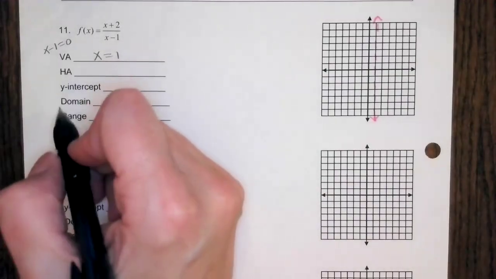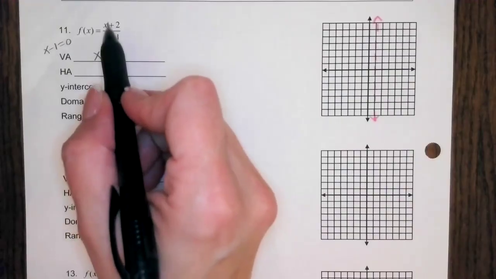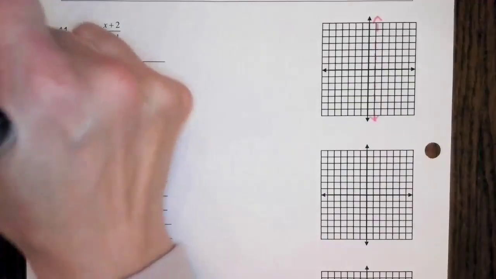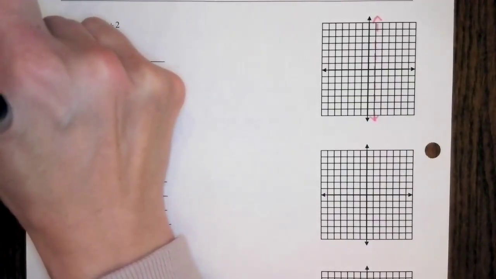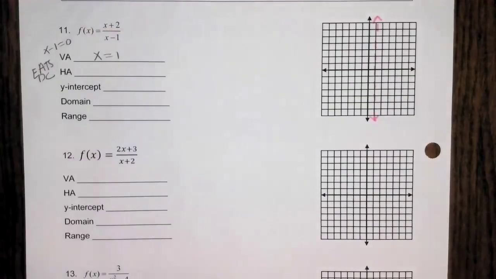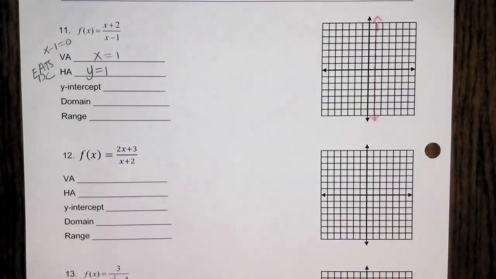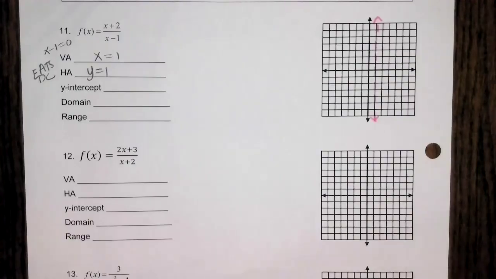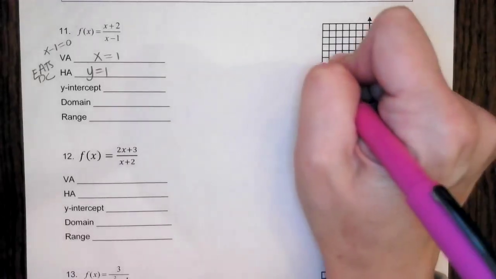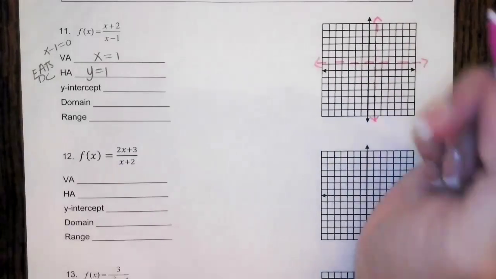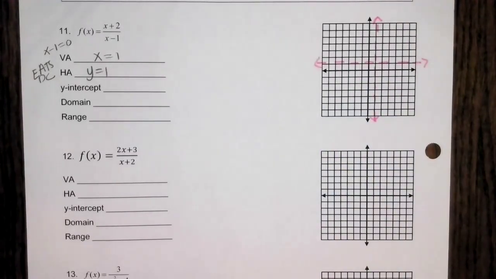All right, for the horizontal, we apply the rules. And so when I'm looking at this, neither one of those has a number written, which means that they both have an exponent of 1. So this is EATS DC. And so I divide my coefficients and I get y is equal to 1. So now we're going to go ahead and graph our horizontal asymptote at y equals 1. They do not always come out to be the same thing, so you do have to find each one separately.